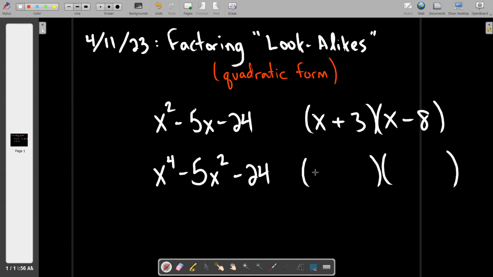I know that if I put an x squared here and an x squared here, I can at least accomplish mission number one. Mission number one is this yellow connector. You know that x squared and x squared multiply to make x to the fourth. So we can check that off our to-do list.